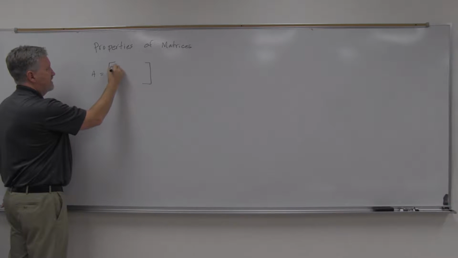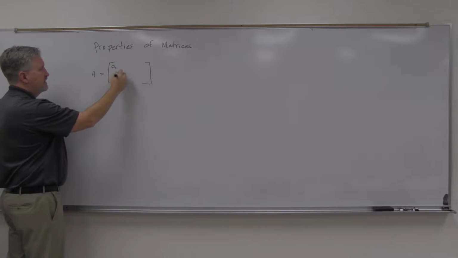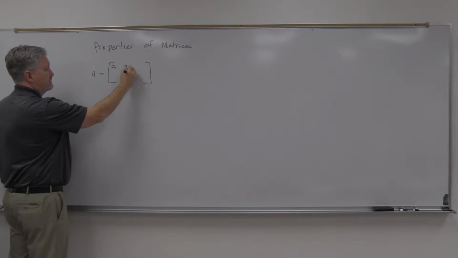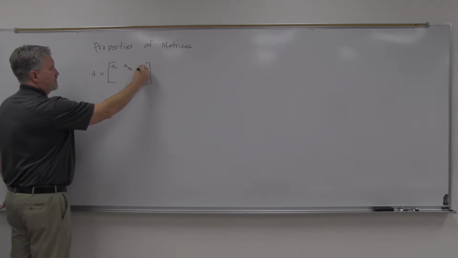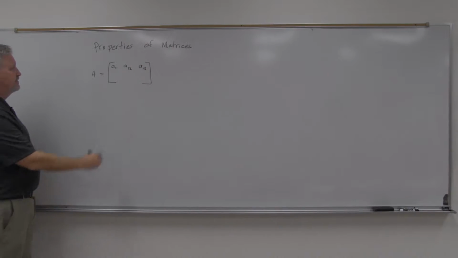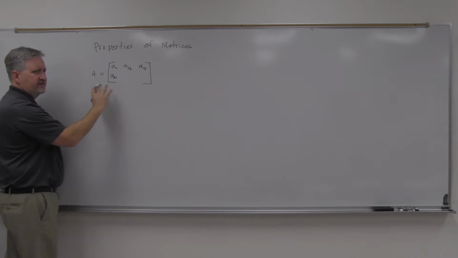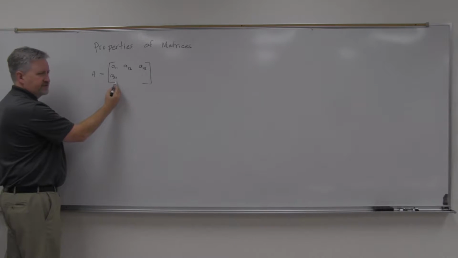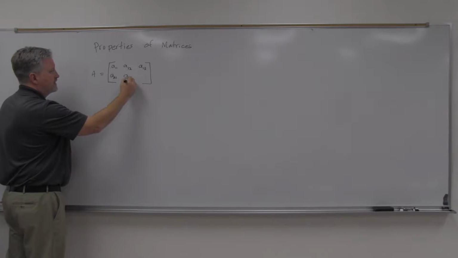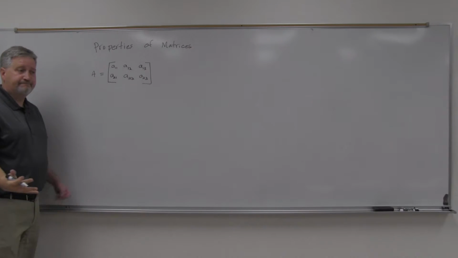Like here, this would be the A11 entry because it's row 1 and column 1, and this would be A12, and this would be A13, and so forth and so on. Then when we go to row 2, these would be A21 for row 2, column 1. So again, like the dimension, you do the row first and then the column. I wanted to mention that.